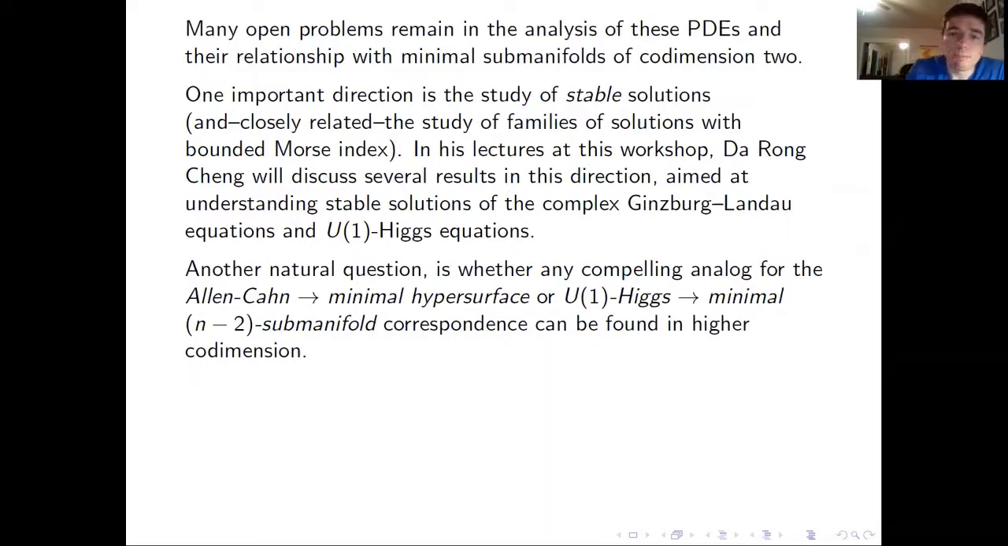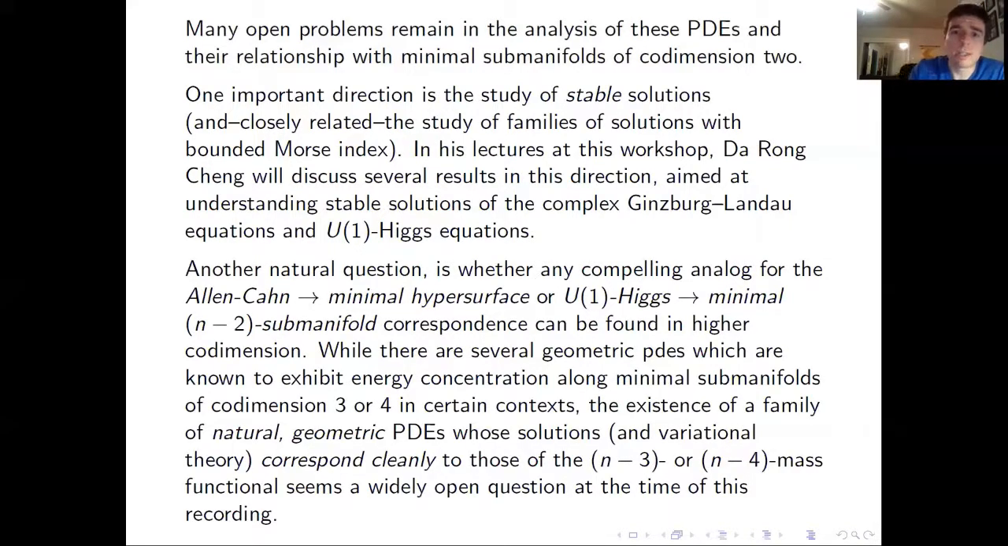So another natural question is whether any compelling analog for this Allen-Cahn to minimal hypersurface correspondence, or the U(1) Higgs to minimal n minus 2 submanifold correspondence, can be found in higher codimension. So while there are several geometric PDEs which are known to exhibit energy concentration along minimal submanifolds of codimension 3 or 4 in certain contexts, okay, so we see some examples arising in special holonomy settings, for instance, the existence of a family of natural geometric PDEs whose solutions and variational theory correspond cleanly to those of the n minus 3 or n minus 4 mass functional seems a widely open question at the time of this recording.